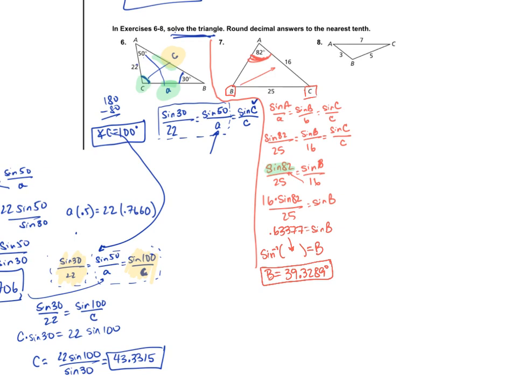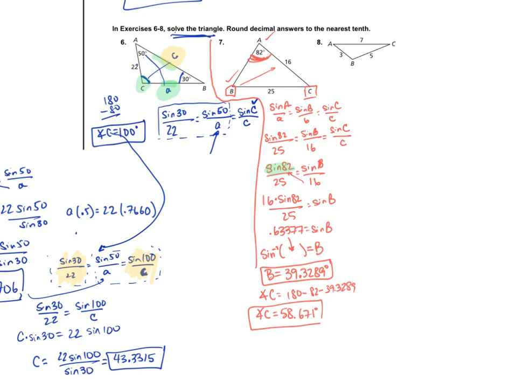I can quickly solve for angle C. Why? Because I know angle A and I know angle B, so angle C will be 180 minus 82 minus 39.3289. So 180 minus 82 minus that answer I had gotten gives me angle C as being 58.671 degrees. We'll leave it there. So now I have angle C. What's left for me to find? Well, I do not know what side C is.